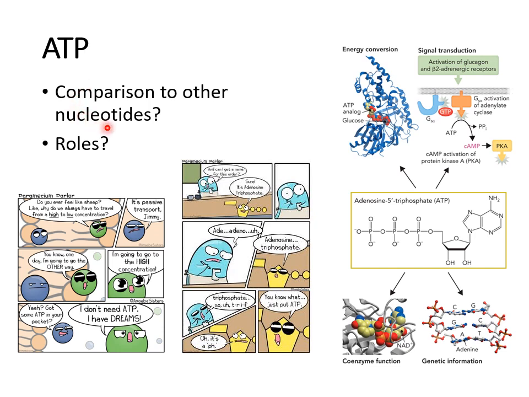Now, when we talk about the roles of ATP, this relates to what we just said a moment ago. ATP is actually involved in all four roles of nucleotides that I mentioned in the previous slide. So energy conversion, signal transduction, coenzyme reactions, as well as storage and transfer of genetic information.